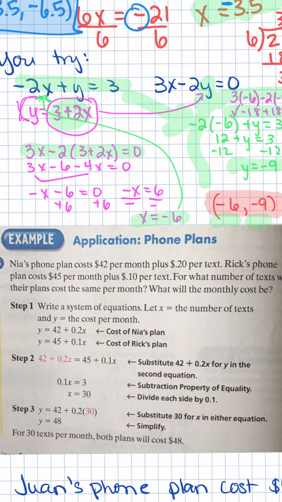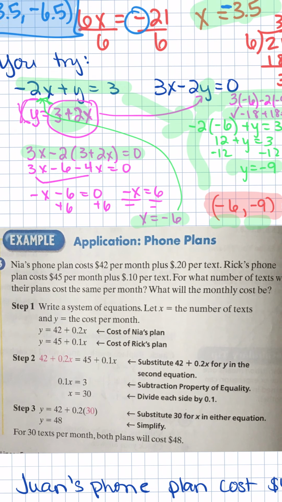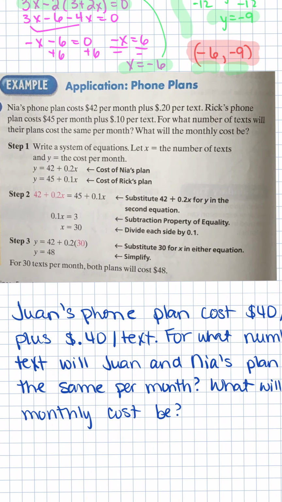Okay, so now we had talked about a phone plan. So let's look here. Nina's phone plan costs $42 per month plus 20 cents per text. Rick's phone plan costs $45 per month plus 10 cents per text. For what number of texts will their plan cost be the same per month? What will the monthly cost be?